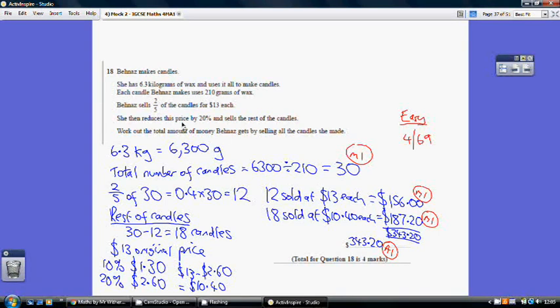Now, we're told that 2/5 of these sell for $13 each. Now, 2/5 of our total number of candles, which is 30. Just using your calculator, do 2/5 multiplied by 30, giving us 12 candles. So 12 candles are going to be sold at $13 each. 12 times 13 is $156.